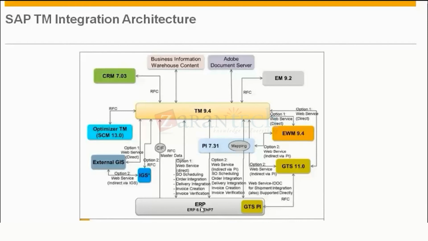So that's where you see there are two options. One is direct, where you can use your SOA manager to transfer your data from ERP to your TM. And second is your indirect method, where you can use PI. So PI has a lot of services. So using those services, the source and the receiver can communicate.